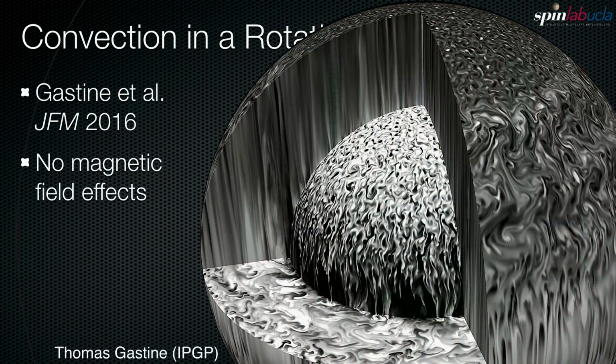Here is a nice solution, also numerical, from Thomas Gastine, where he's run rapidly rotating convection. There's a rapidly rotating spherical shell of fluid, and he has no magnetic forces at all. It's not a dynamo, it's just rotating convection. And now we can get a nice view of the flow structures in his model.